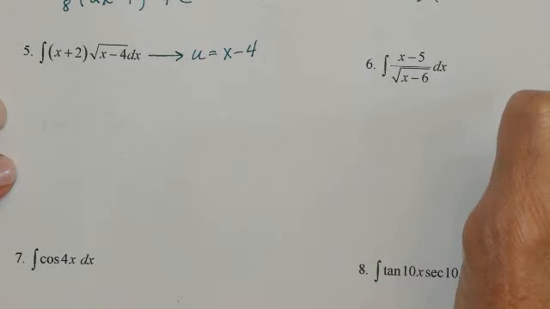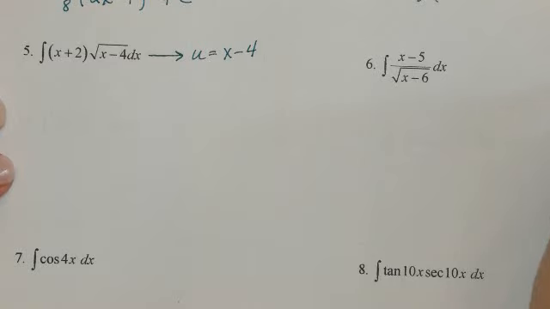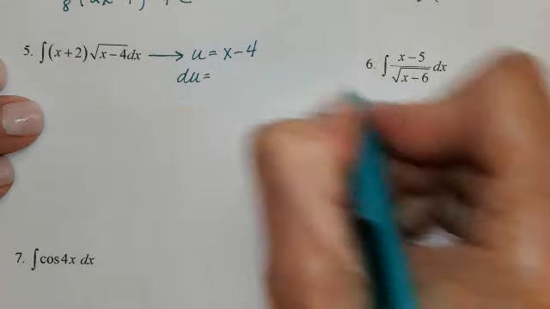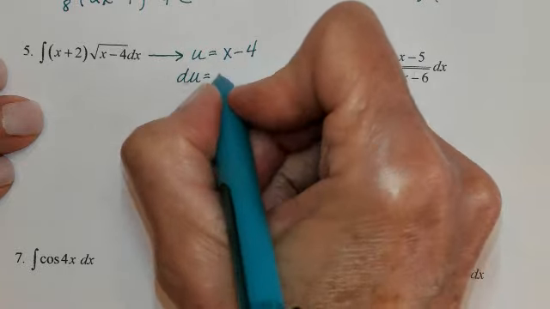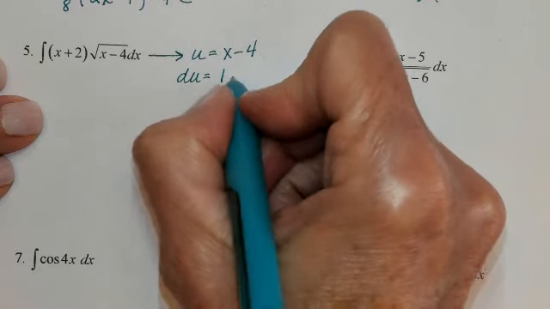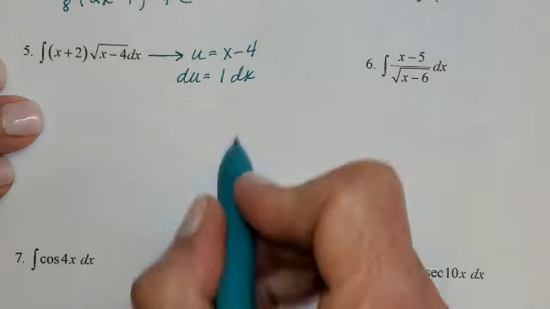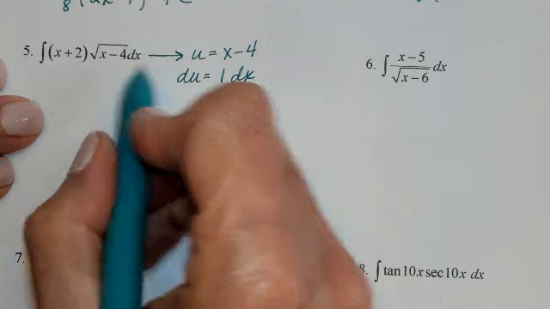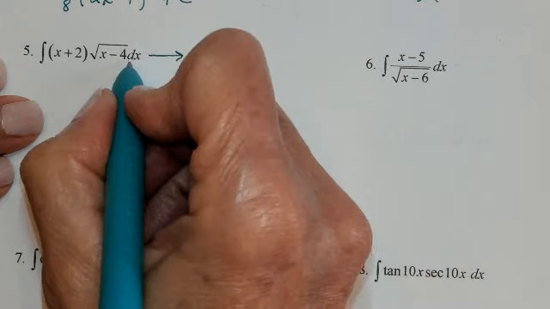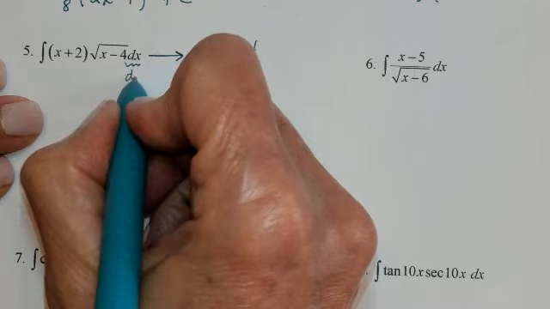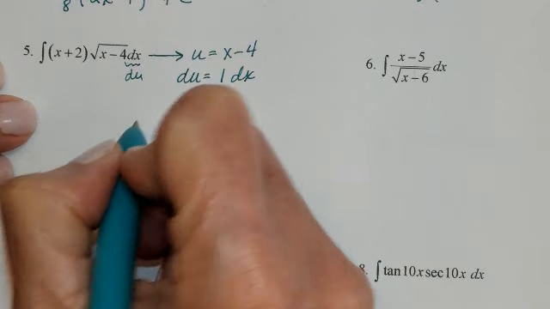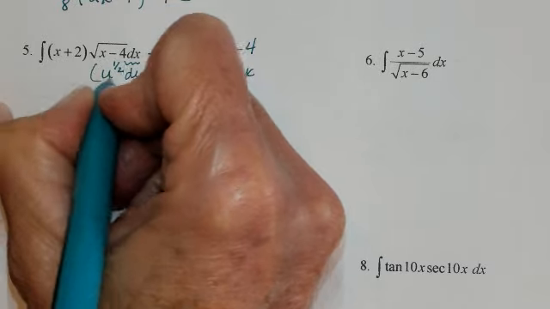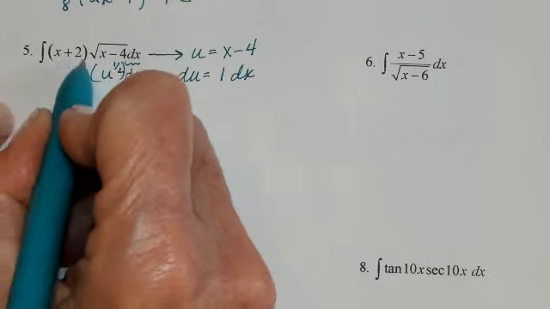Okay. So u is equal to just x minus 4. So what does du equal? Well, du dx would just be 1, right? So multiply by the dx. So in this case, du is equal to dx. So I can replace dx with du, right? So this will be just u to the 1/2 du.